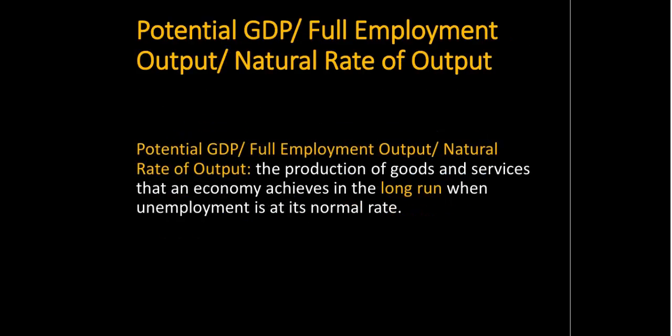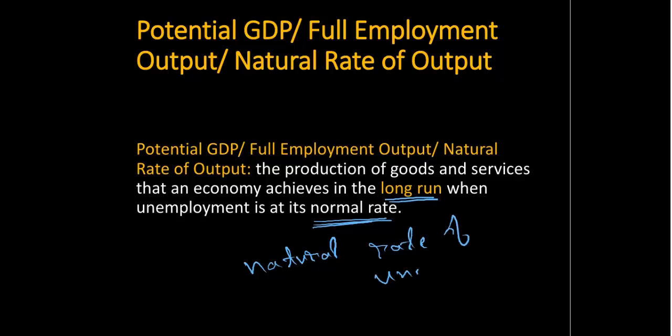Next concept I want to talk about is the concept of potential GDP, or full employment level of output, natural rate of output. What is potential GDP? It is the production of goods and services that an economy achieves in the long run when unemployment is at its normal rate. Now remember, when we did the concept of unemployment, we talked about the natural rate of unemployment.